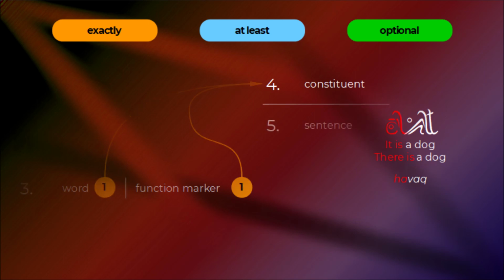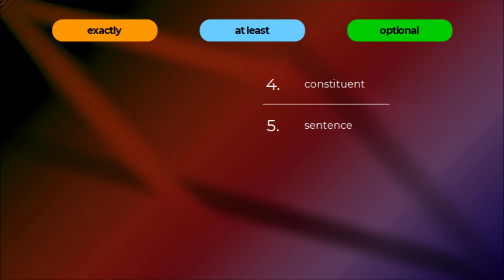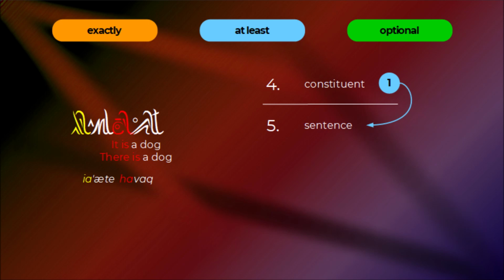The 5th level is the sentence level. A sentence in Ælis needs to consist of at least one constituent. Let's retrieve the dog. This is not just a constituent, but also a valid sentence. "Havak", there's a dog, or it's a dog. A sentence can consist of one constituent, but it can also have more. "Ja aite havak", I have a dog. 2 constituents, 1 sentence. Easy, right?